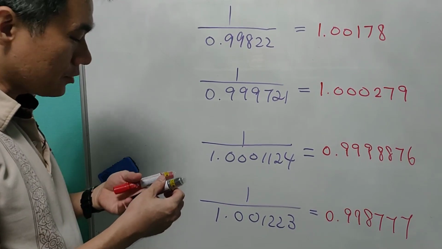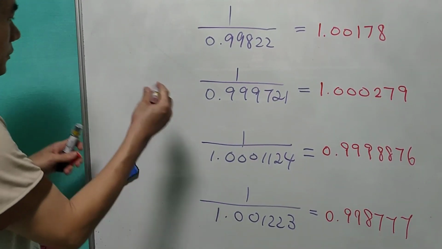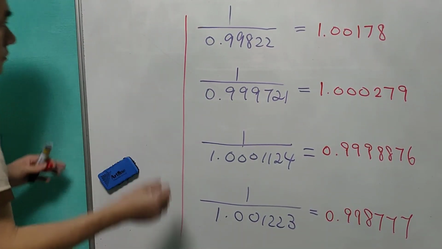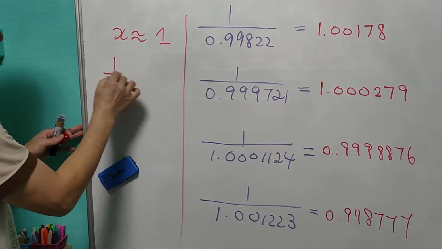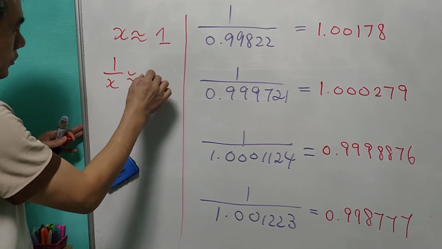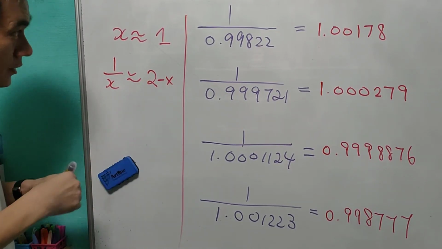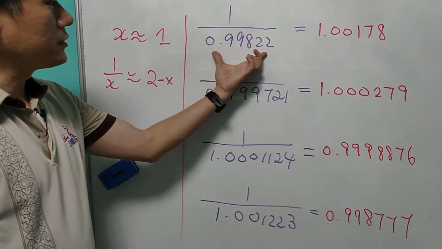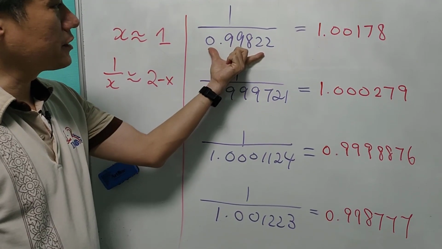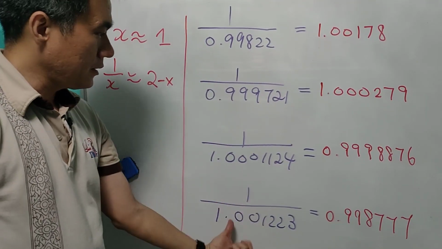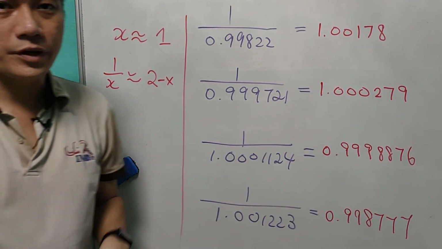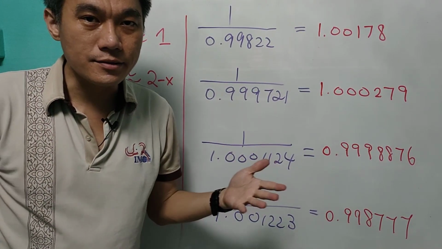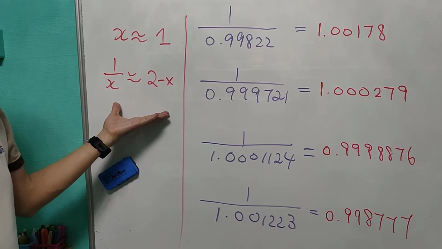It is not difficult to observe that the pattern is: if x is very close to 1, then 1 over x is very close to 2 minus x. So whatever I do, I will just take 2 minus the number here. And this is the result. Next, we are going to use 2 to 3 methods to show why this is true.